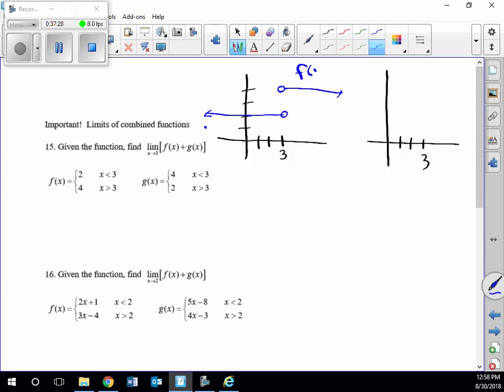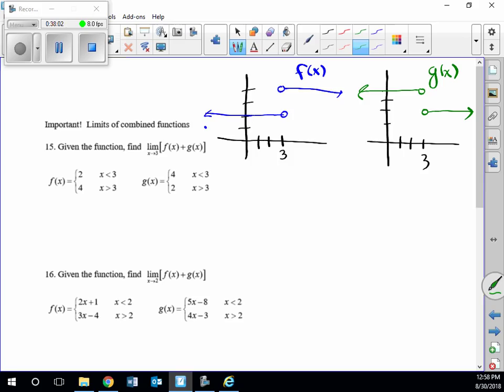So this is F. Now G, if I plot that, when x is bigger than 3, it looks like 2. And when x is less than 3, it looks like 4. It's like they're the opposite of each other. Now, I think you would agree that both of these functions are broken at 3. There's a jump in the function. And the limit would not exist at that point. The two sides don't meet up.